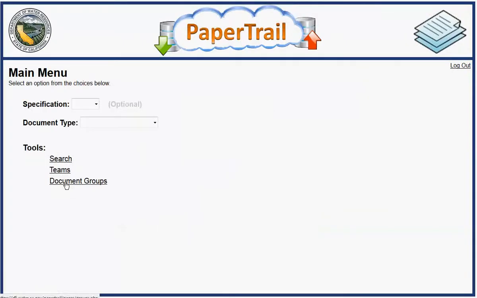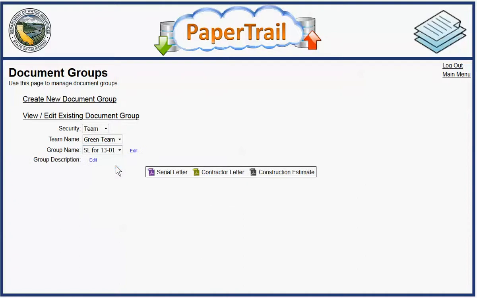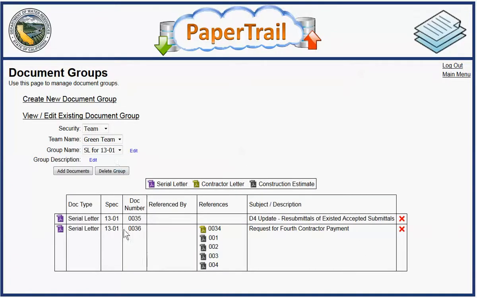Let me go back to my document groups, view groups, select security as team, and then the green team has this document group, serial letters for 1301. And those are the documents in that group. I can delete, I can add additional documents the same way we've seen that. I can delete the group, and when I delete the group, that removes it.